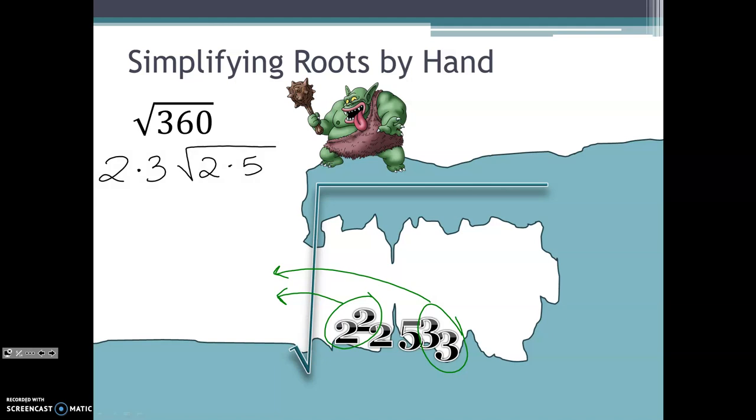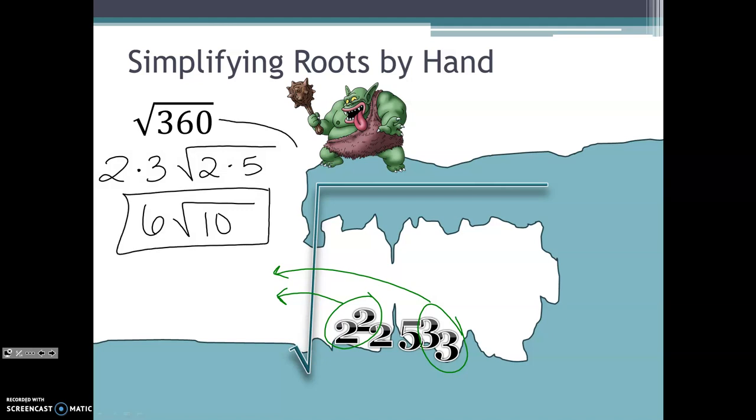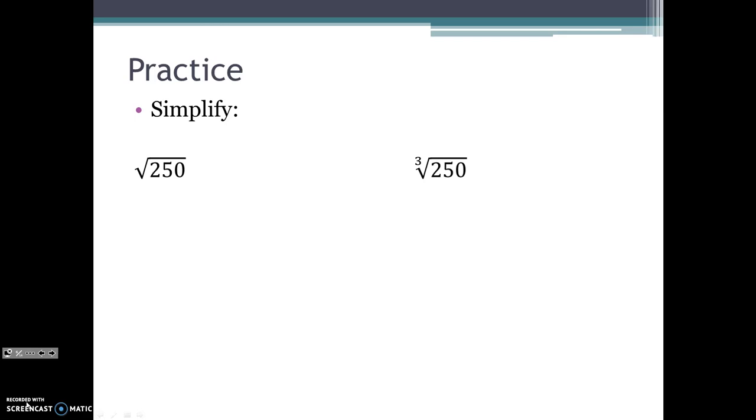So the square root of 360 simplifies down to a 2 times 3 on the outside, which we know is 6, and a 2 times 5 on the inside, which we know is 10. So we can simplify the square root of 360 to 6 square roots of 10. Now, when you guys do these problems, you are not going to need to draw a cave and radical troll every single time, but it is helpful to help you guys simplify these down.